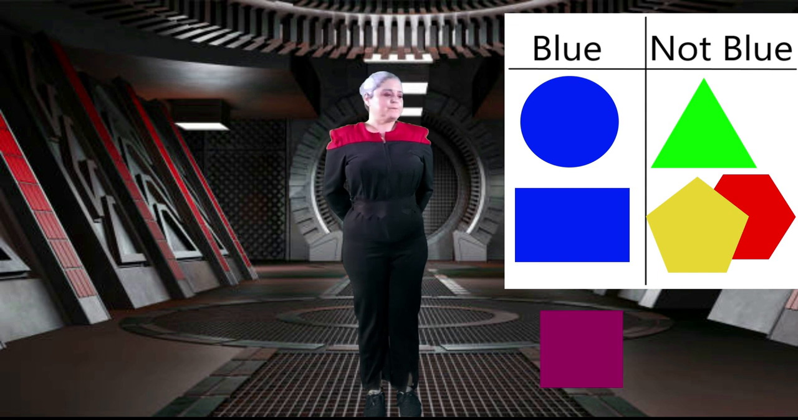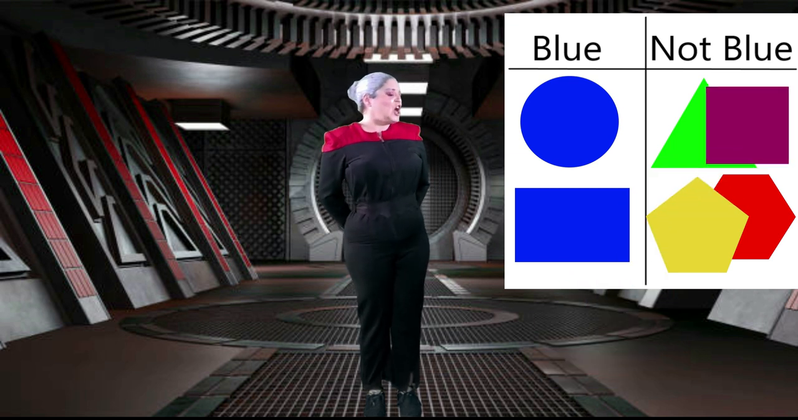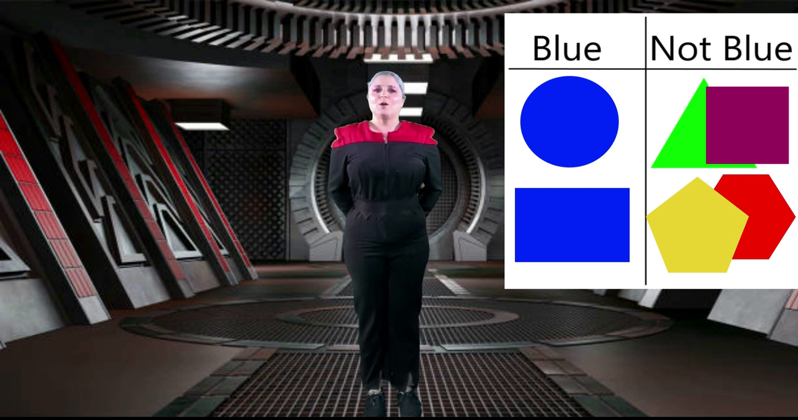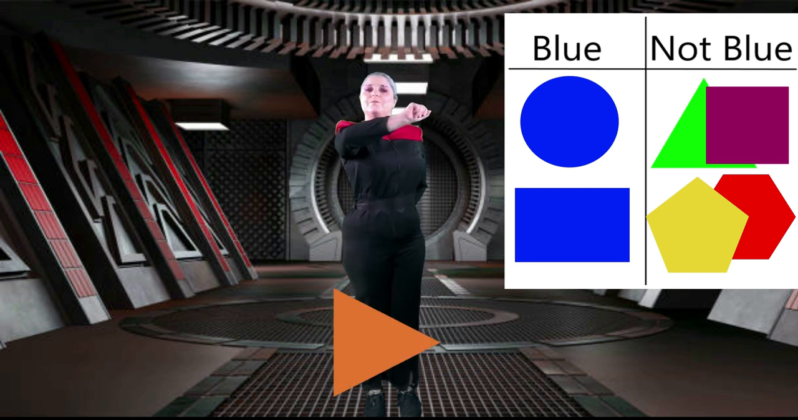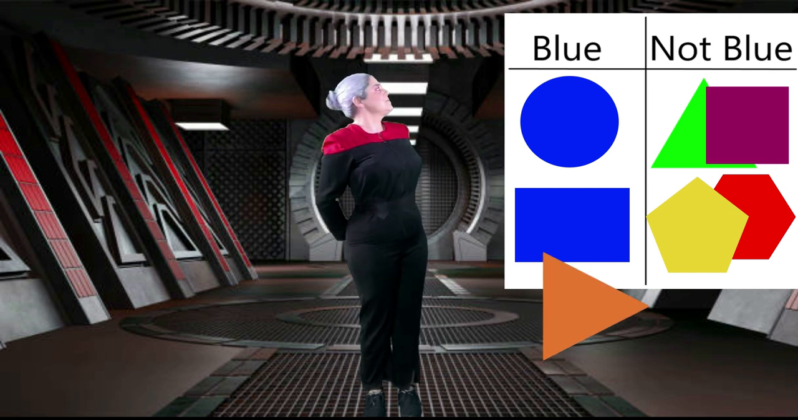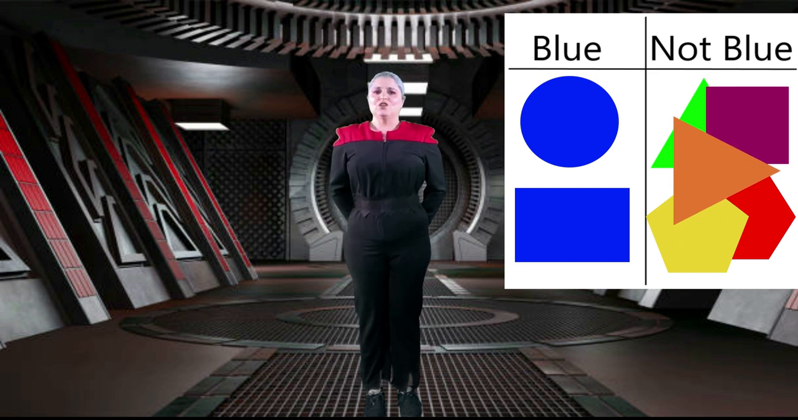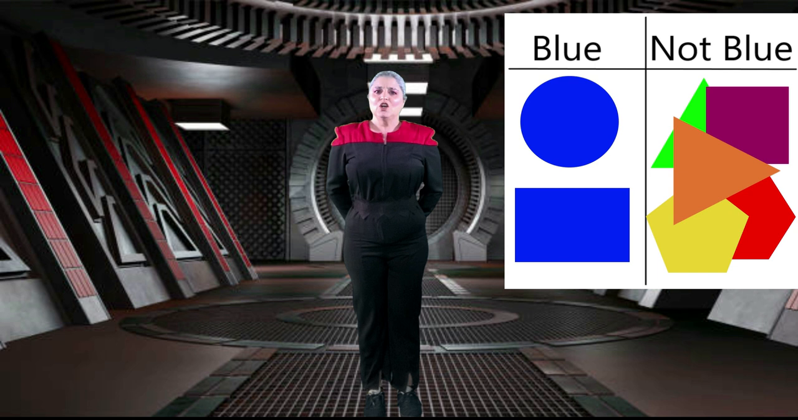Yes? You have a purple square. Where are you going to put it? Very good. You have put it on the side that says not blue. Exactly as you should. Well done. Yes? Yes, you. You have an orange triangle. Where are you going to place it? Very good. You have placed it on the side that says not blue.